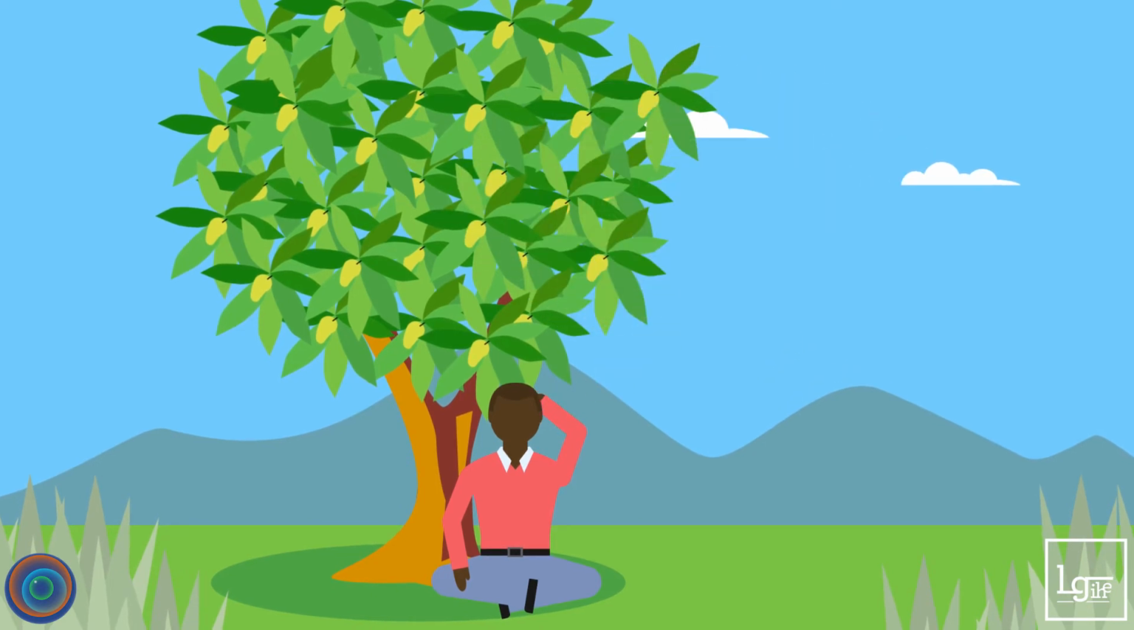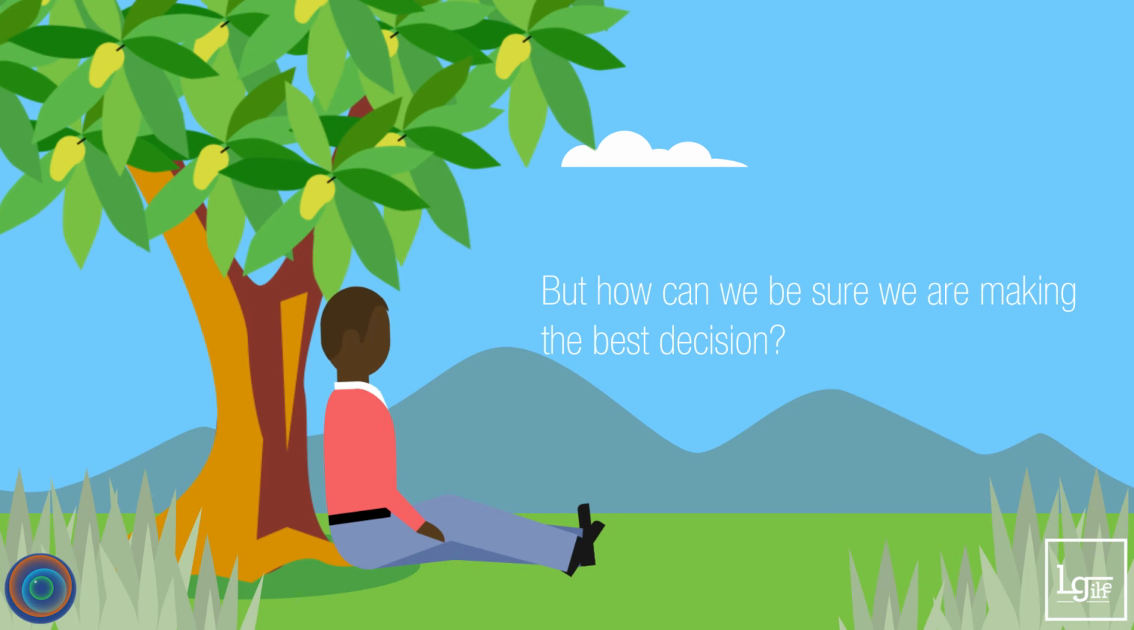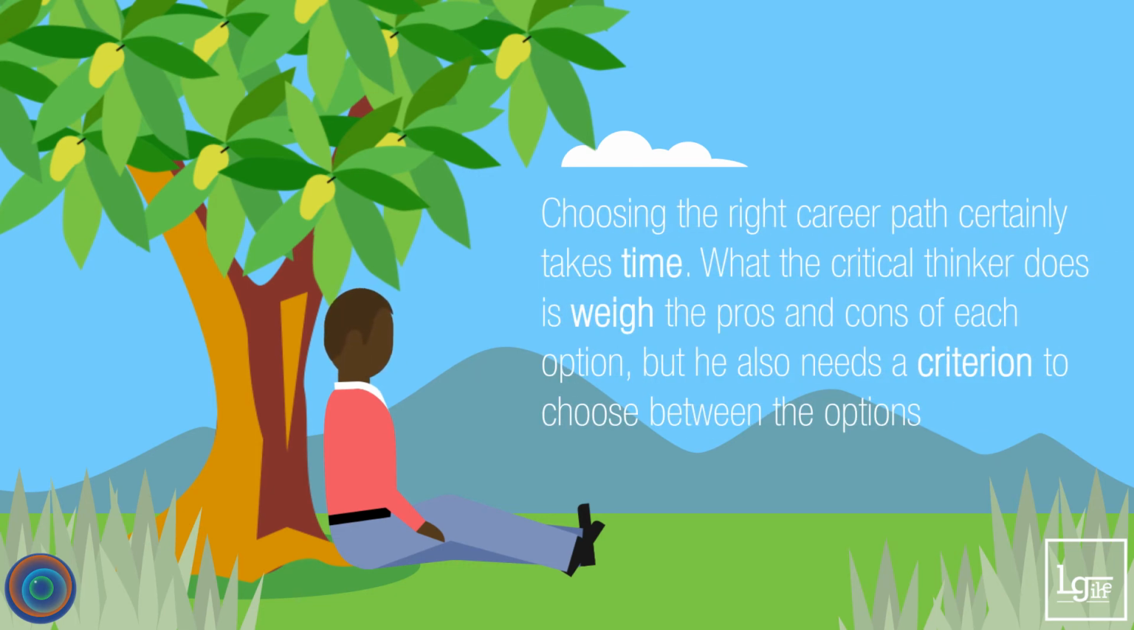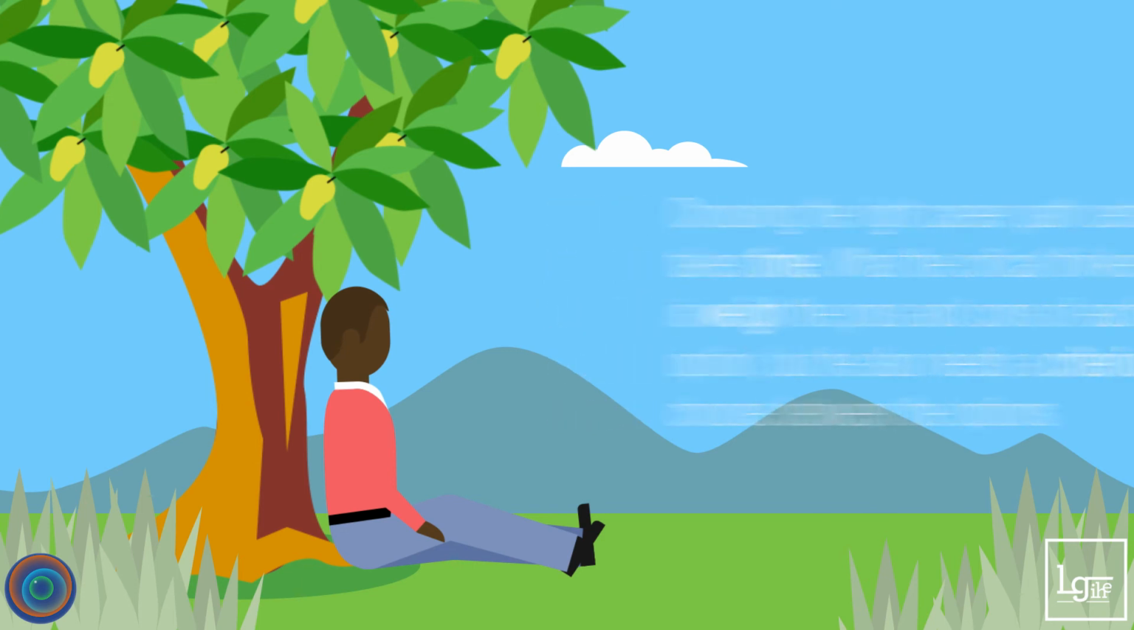Everyone faces such dilemmas in life at one time or another, and each option has its pros and cons. But how can we be sure we are making the best decision? Choosing the right career path certainly takes time. What the critical thinker does is weigh the pros and cons of each option, but he also needs a criterion to choose between the options.